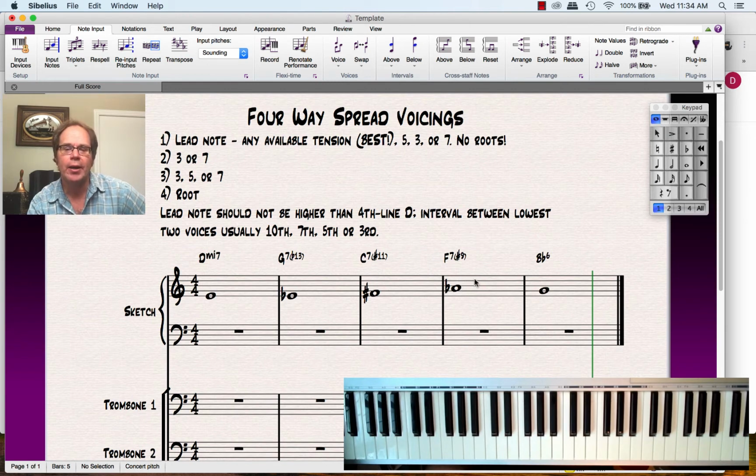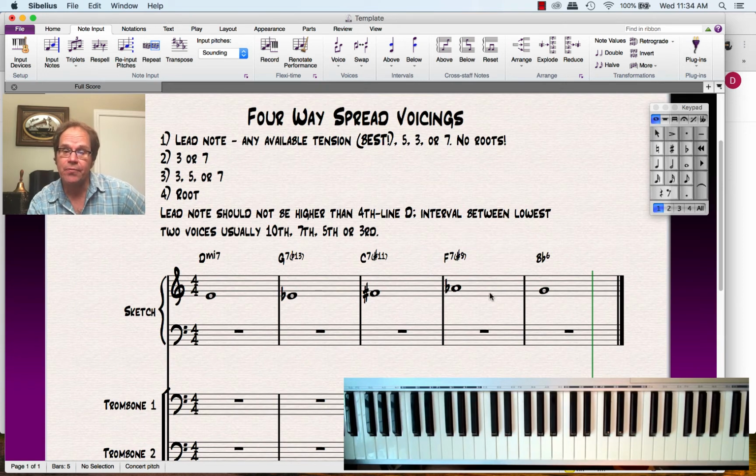We do not want to write our lead notes in four-way spread higher than this particular D here, the fourth line D in treble staff. It tends to get too spread out. If you do that, it also starts to get a little bit intense for the function of a spread voicing.